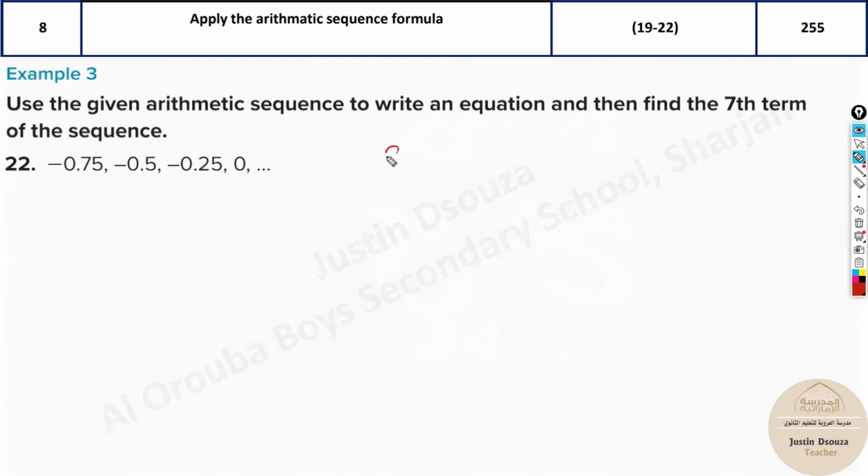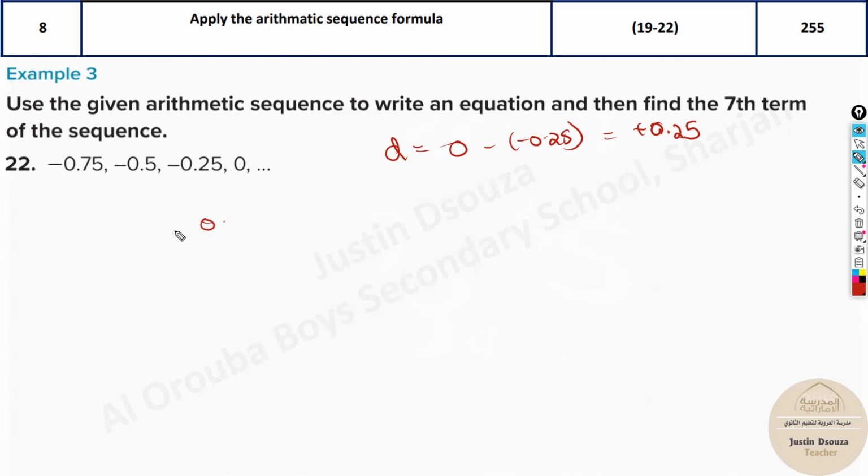Now if you're in a hurry and want to find d, what I would do is choose 0. Why? Because 0 is so easy to solve, right? 0 minus the previous term, minus of minus 0.25. The answer is plus 0.25. This is the d value.